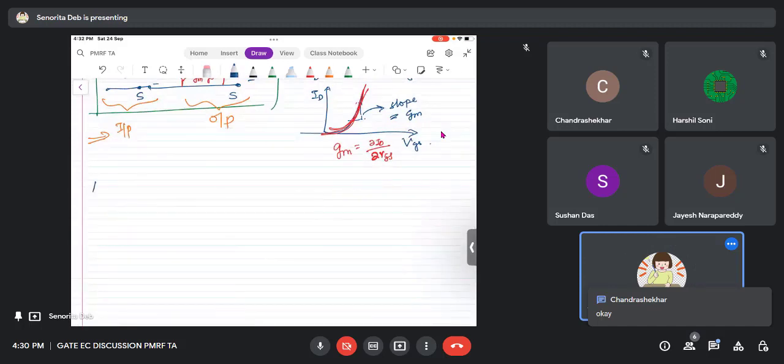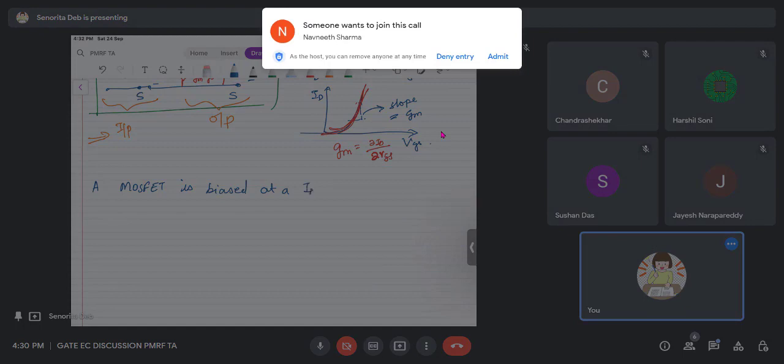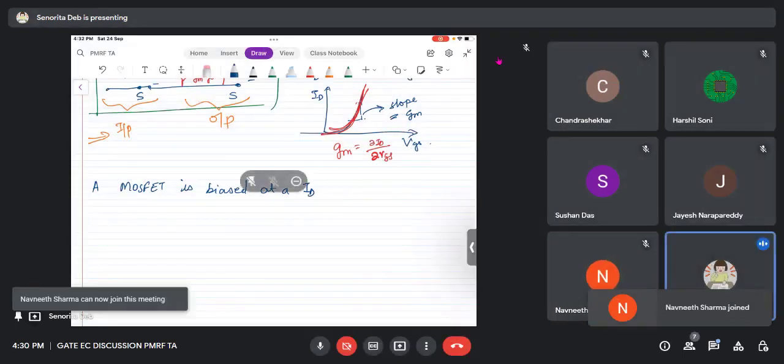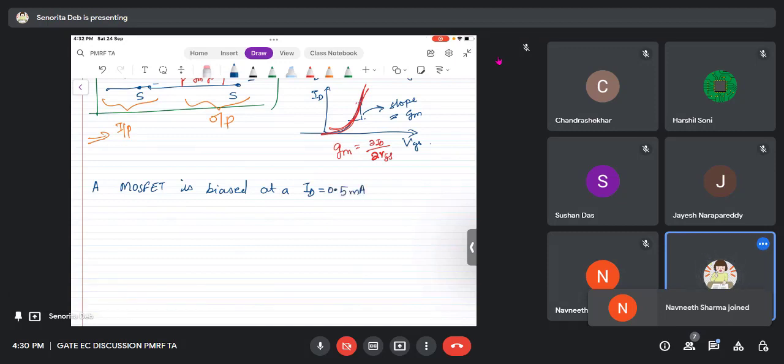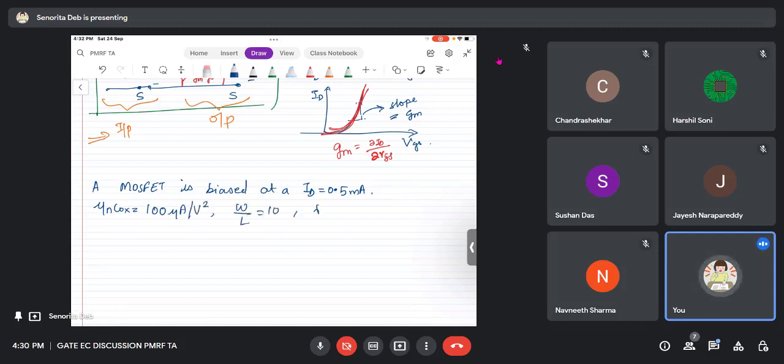Okay, so after this, write a question. A MOSFET is biased at a drain current of 0.5 milliampere. Mu n COX is given as 100 microampere per volt square. W by L is 10. Lambda is given as 0.1 volt inverse.